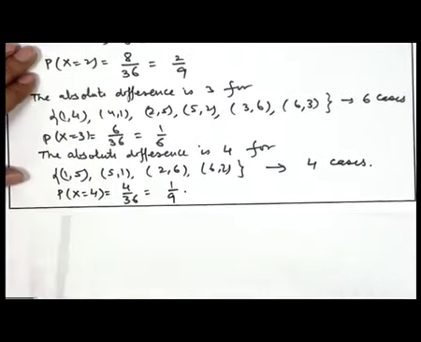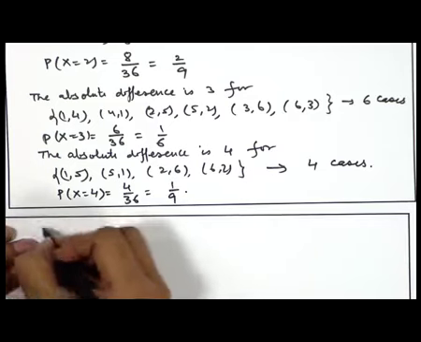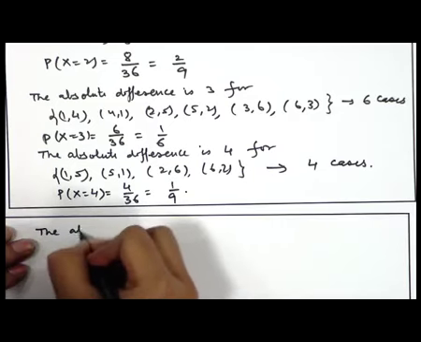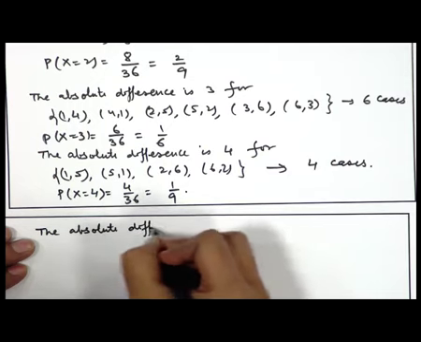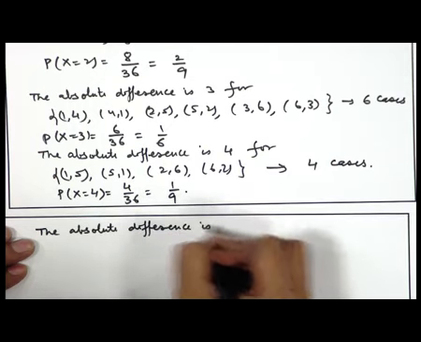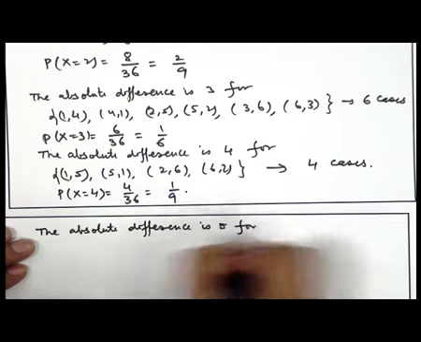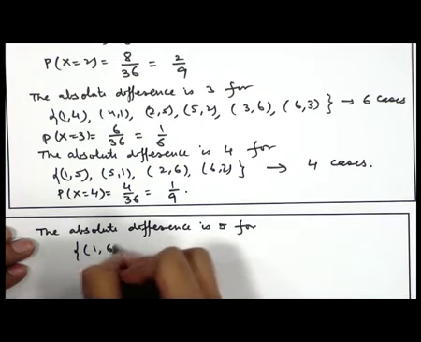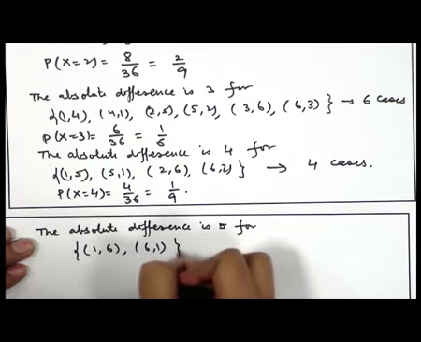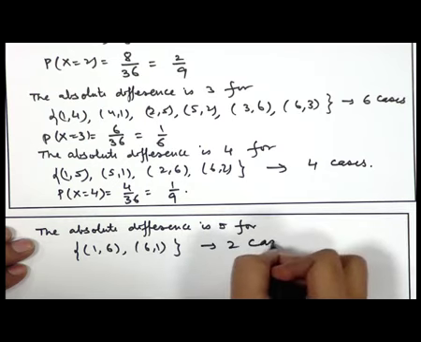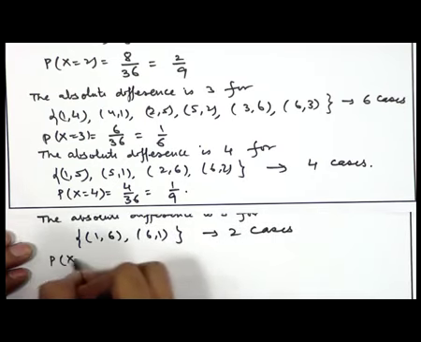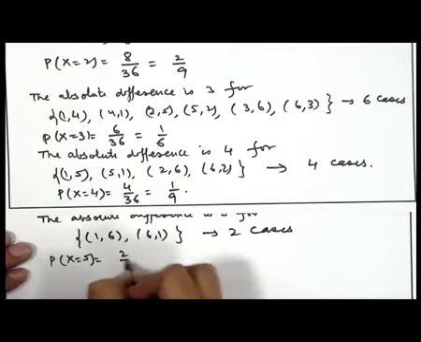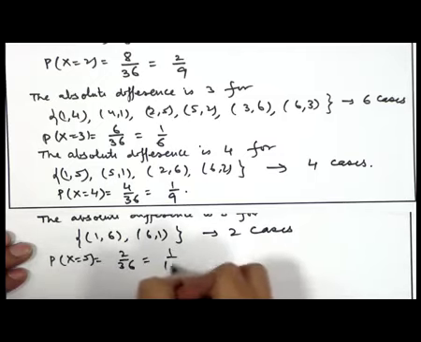Similarly, let us look at the absolute difference 5. (1,6) and (6,1), that is total 2 cases only. So the probability of X equal to 5 is equal to 2 by 36, that is equal to 1 by 18.